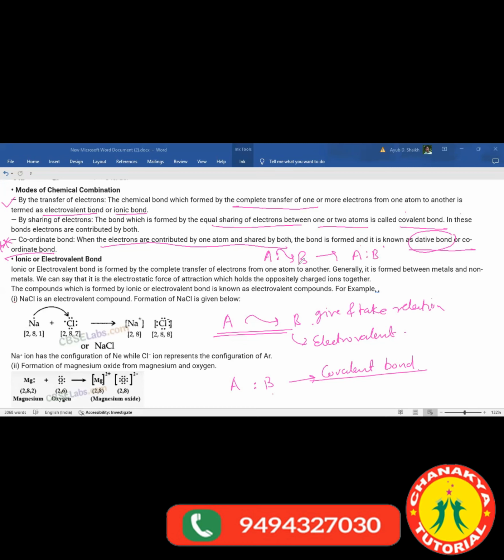But then in this case, it's not an equally shared bond. Only A has a sharing capacity. So it shared the electrons with B and B just accepts it. Okay. And such a kind of bonding is called as what? Coordinate bond. Is that what happens in a hydrogen and chlorine bond, ma'am?